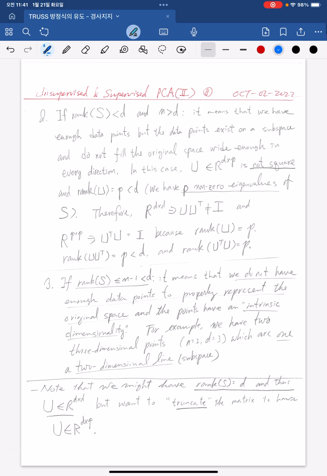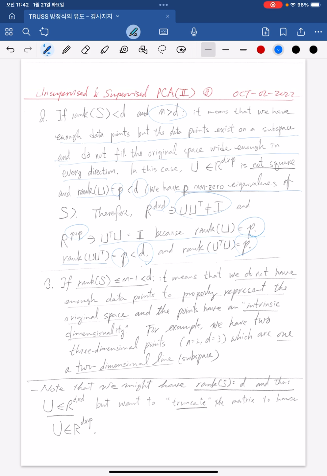If rank S is less than D and n is large, it means that we have enough data points, but the data points exist on a subspace and do not fill the original space wide enough in every direction. In this case, U in R D by P is not a square matrix and the rank of U, P, is less than D. We have P non-zero eigenvalues of S. Therefore, U U transpose is not identity, and U transpose U is a P by P matrix, because rank U is P and rank U transpose is also P, which is less than D, and rank U transpose U is also P.